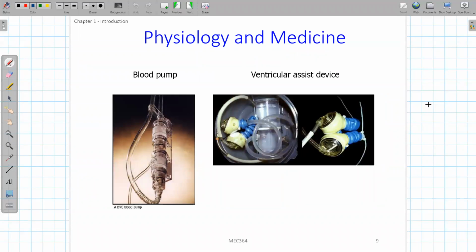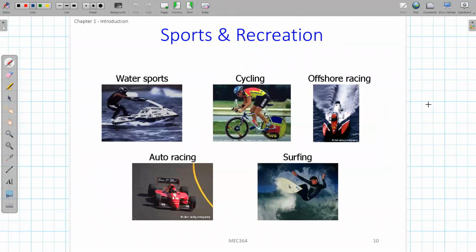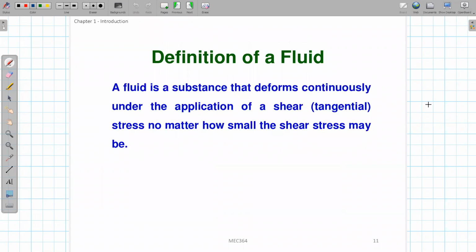Fluid mechanics is also used in the medical field, like blood pumps and things like ventricular assist devices. And of course, you will also see fluid mechanics in some sports and recreation activities. We can study fluid mechanics to help athletes improve their performance. So all these kinds of things involve fluid mechanics. So that's why it's important to learn.